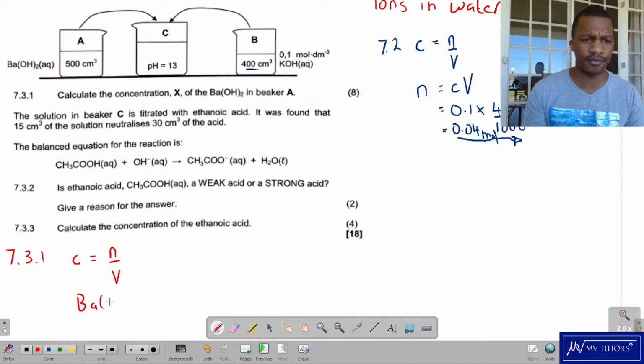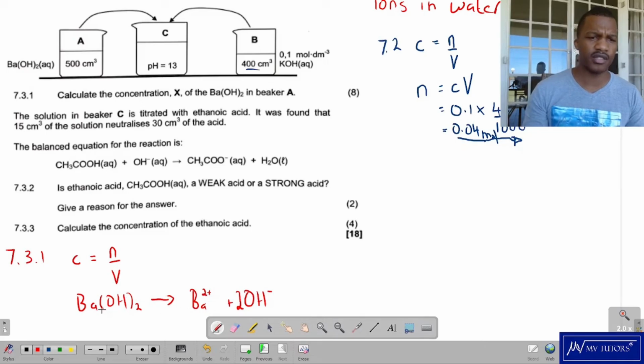So it's Ba(OH)2. Okay, now that you get Ba ions plus the hydroxide ions, right? But check this out. You are going to have 2 moles of that. Okay, and because it's 2 here, so also here it's gonna be 2+. This is balanced now. We've got 2. It's a balanced equation. It must be balanced.